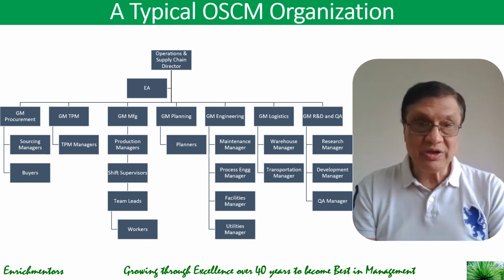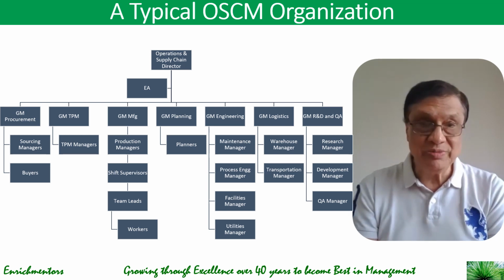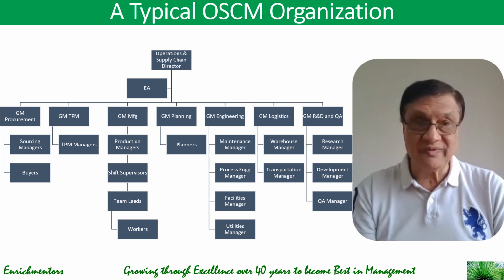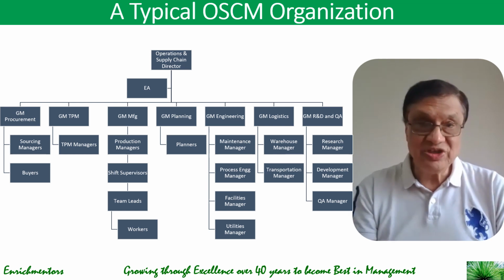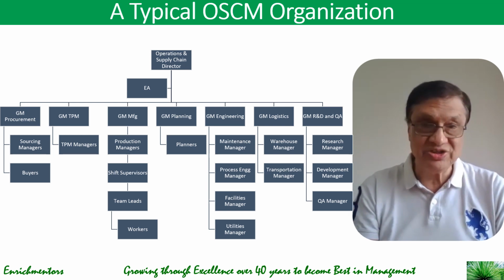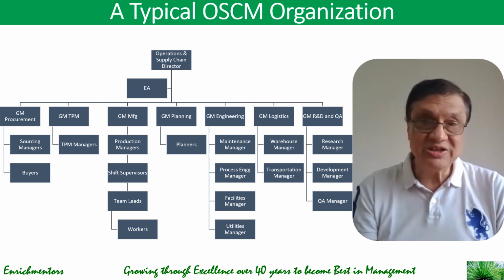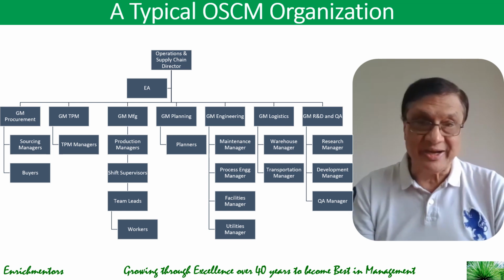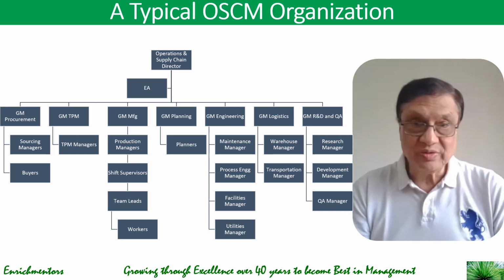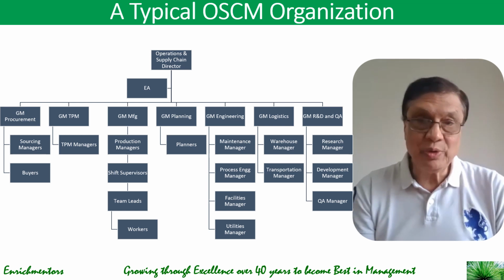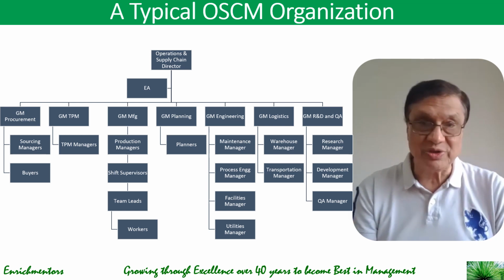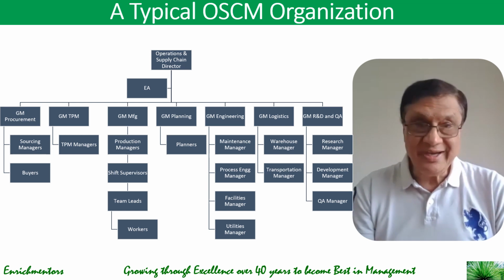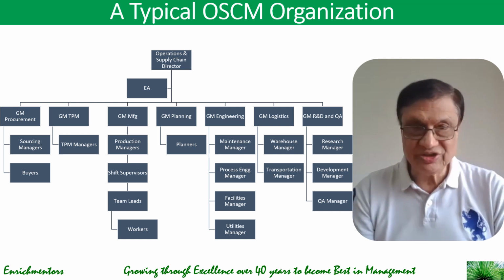There could be a very important position like GM planning, and there could be planners within that who will coordinate across all functions, right? And then GM engineering, who would have a maintenance engineer, process engineering manager, facilities manager, and utilities manager. They are basically responsible for making sure that the machines continue to work at the required pace and time. There could be a GM logistics, under whom there could be a warehouse manager and transportation manager. There could also be a general manager, R&D and QA, having a research manager, development manager, and QA manager.